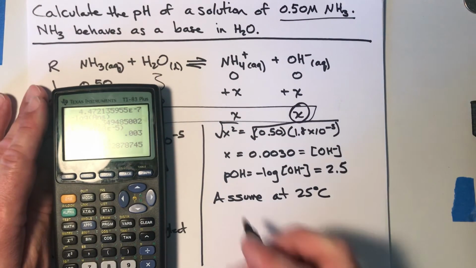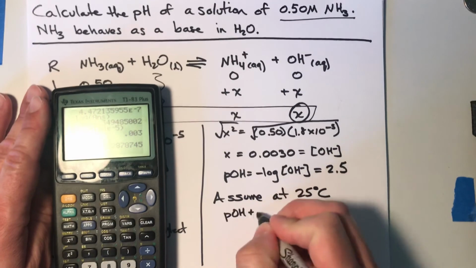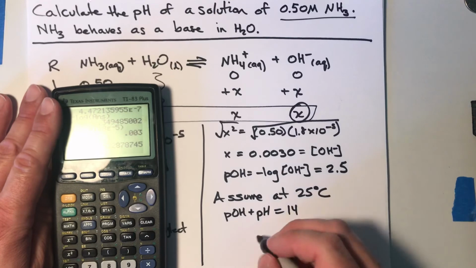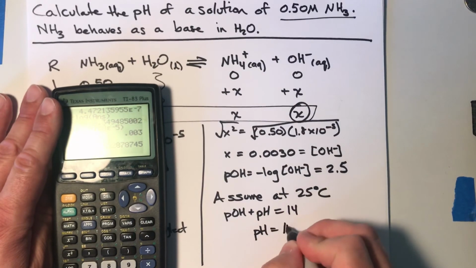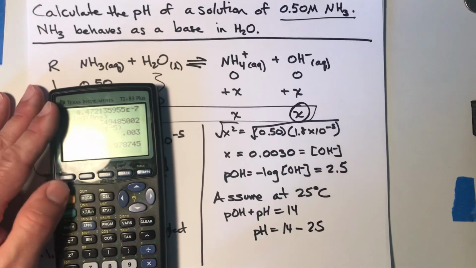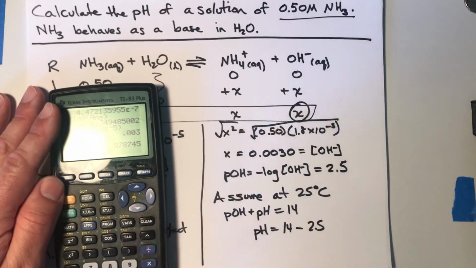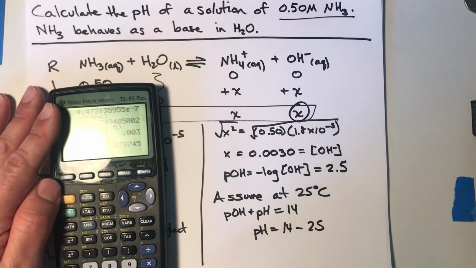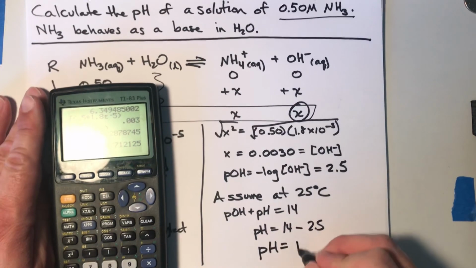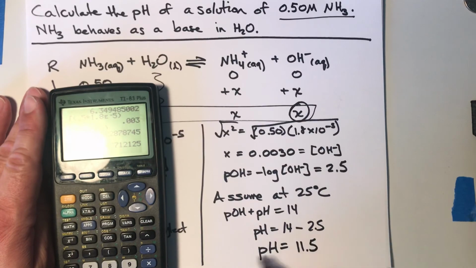So that means that the pOH plus the pH is equal to 14. And so the pH is just going to be 14 minus the 2.5. Oops. I could have done that in my head. So pH here is going to be 11.5. All right.